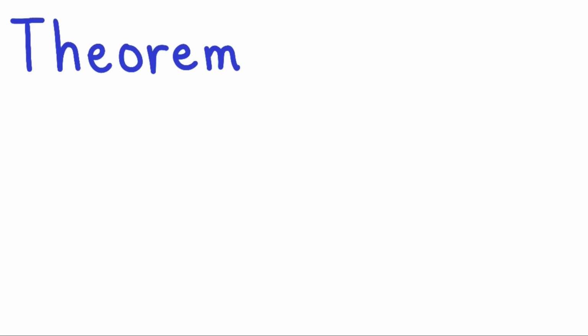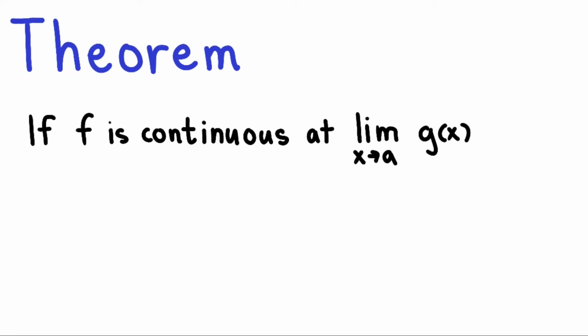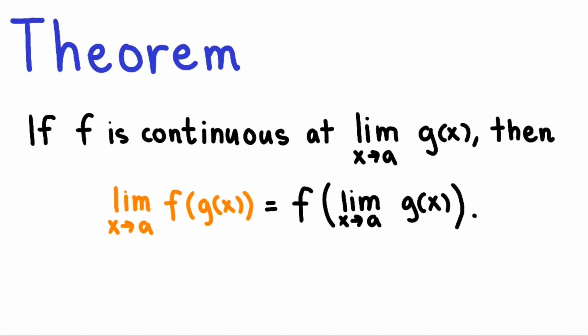Hello there. So far, we have learned about the basics on limits and continuity. Now, there is actually a nice theorem that arises from these two. That is, if f is continuous at the limit of g of x as x approaches a, then the limit of f of g of x as x approaches a is equal to the function value of the limit of g of x as x approaches a.